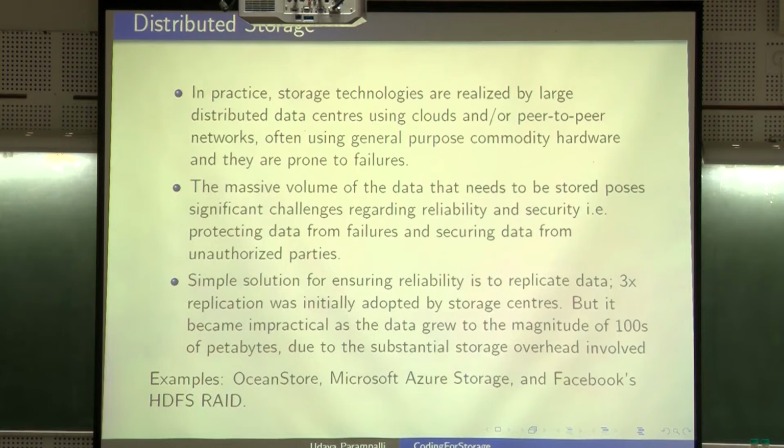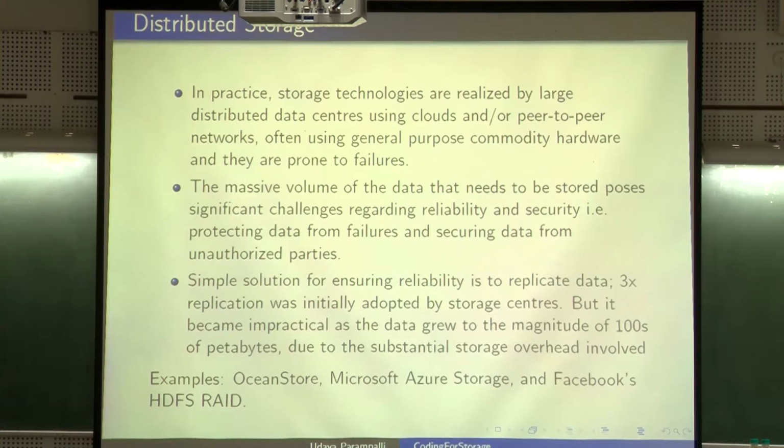Storing this data on a distributed network presents significant challenges, basically reliability and also security. First we have to protect from data failures and also from unauthorized access. We will look at that later; this time we will focus on data failures. The simple solution for ensuring reliability, as we already mentioned, is replication.